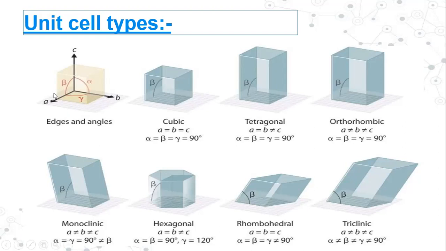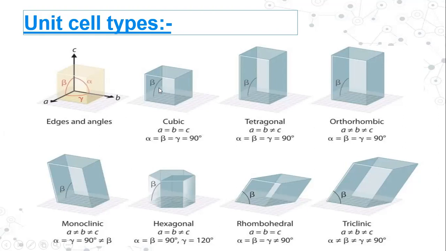In the first one, we are defining the three-dimensional axes, that is A, B, and C, and these are the 3 angles, that is alpha, beta, and gamma. The alpha angle is between the B and C axes, the beta angle is between the A and C axes, and the gamma angle is between the A and B axes.